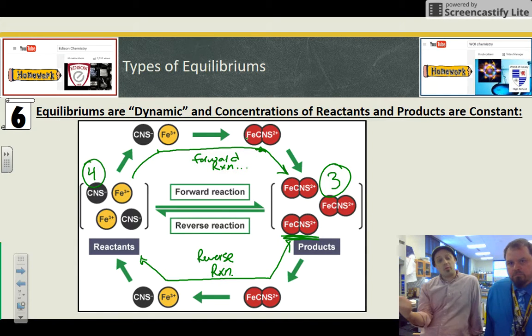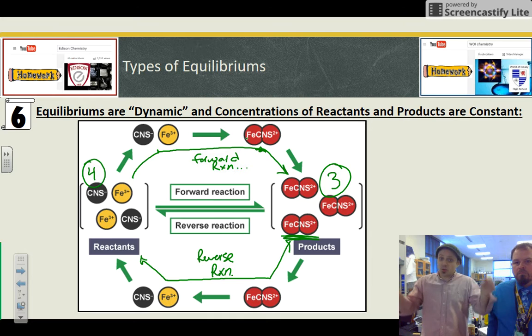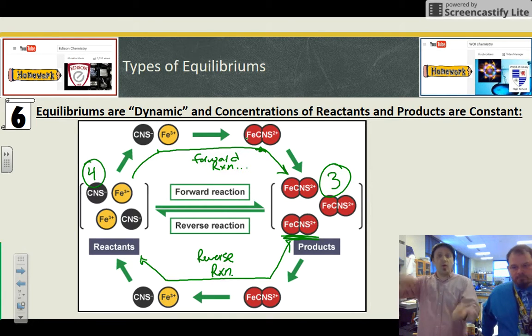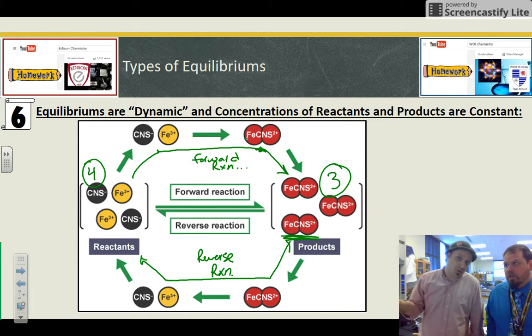And the 3 I wrote on the product side was for the 3 products that were reacted. So you can see the concentrations are not the same. It's not 4 and 4 and 3 and 3. Those are different. The concentrations stay constant. Right. So for every one that forms, one breaks apart. That's what we're trying to show you with the equilibrium.